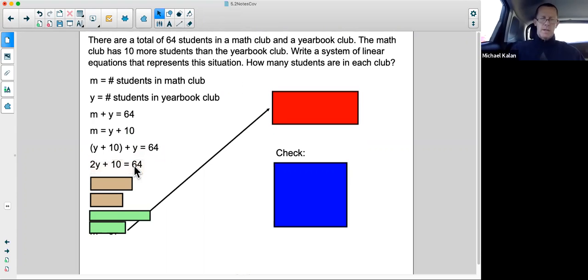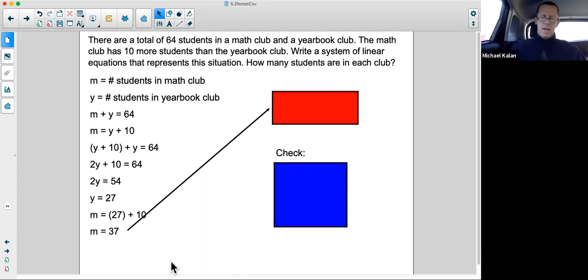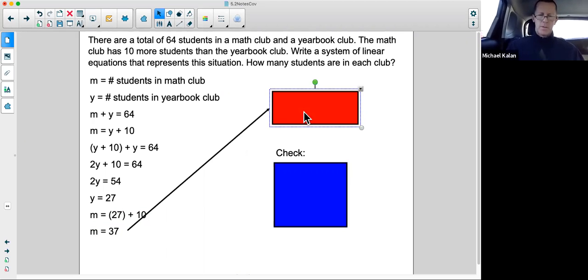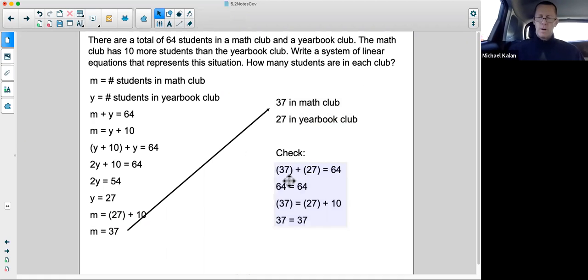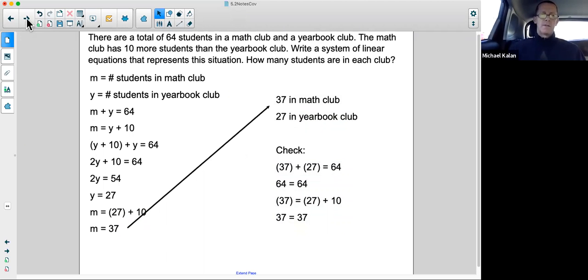So we plugged in, combined our like terms, isolate our term that has our variable, divide by 2, plug into the other equation, and we get 37. So what does that mean? We think our correct answer is 37 math club and 27 yearbook. Does that make sense? Just think about it. What's 27 plus 37? Yeah, 64. And isn't 37 10 more than 27? Yes, it is. All right.